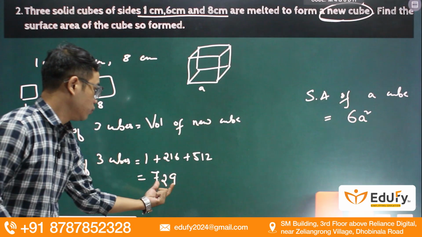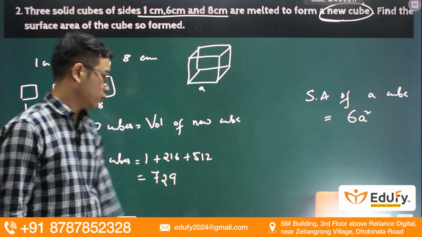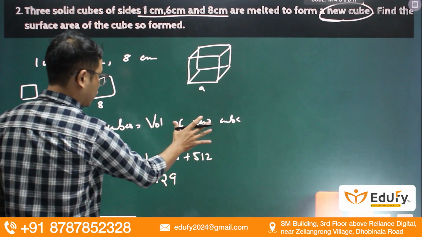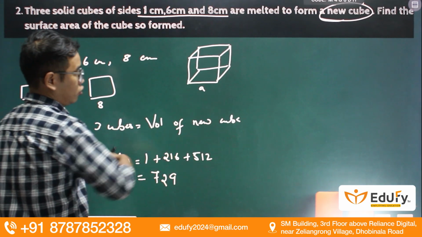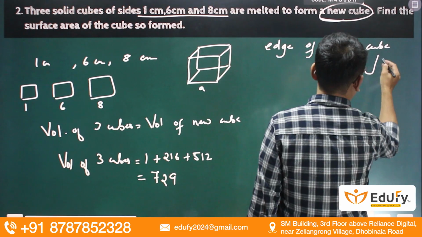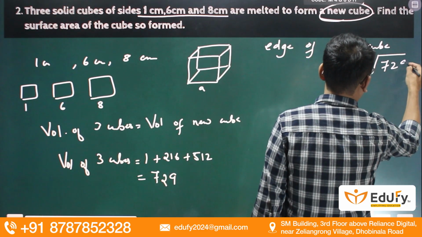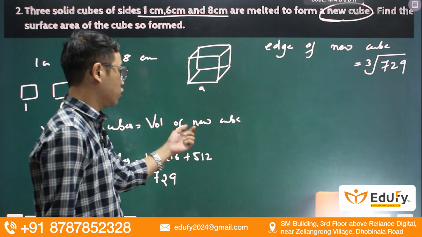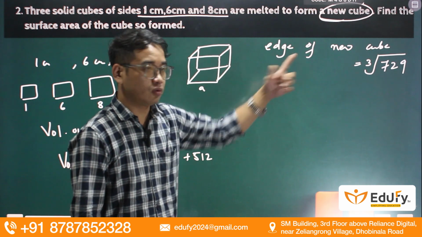Now this should be equal to the volume of the new cube. Okay, now since the volume of the 3 cubes is equal to the volume of the new cube, we can find out the side of the new cube. So h, or side, you can use whichever word, is the cube root of 729. Because the volume of a cube formula is a cubed, if I shift the a to that side, it becomes a root over this one.